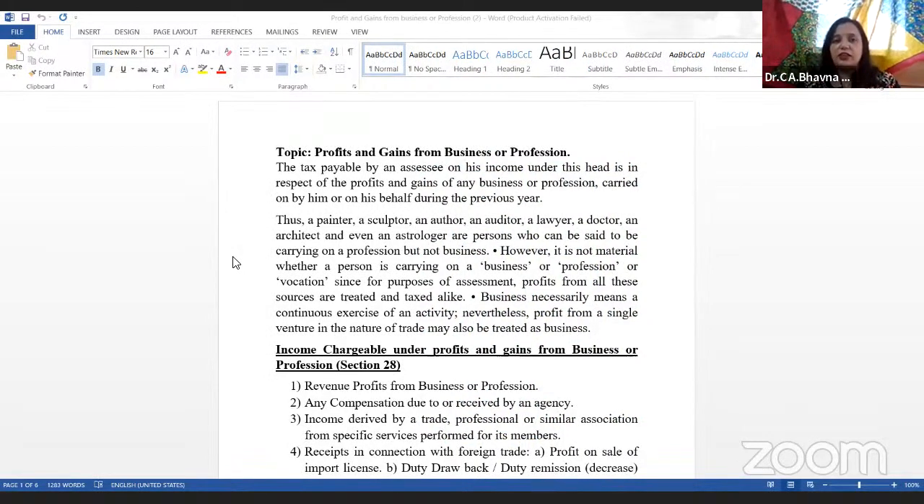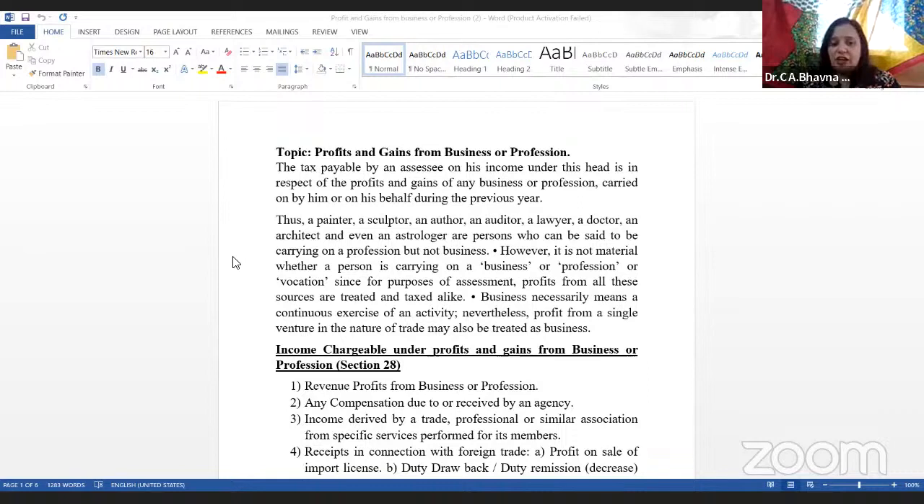Now, what is this income from business or profession? Basically, you must be very well aware what is business, what is profession, what is vocation. All the three are going to be coming under the same heading, business or profession. Income tax is not bothered whether the business is legal or illegal.